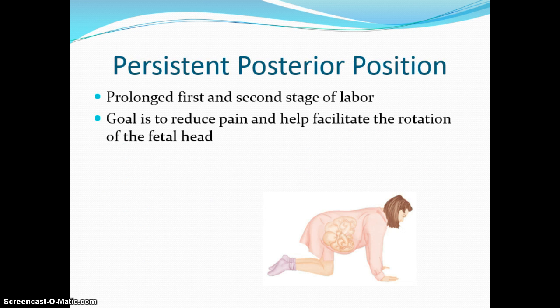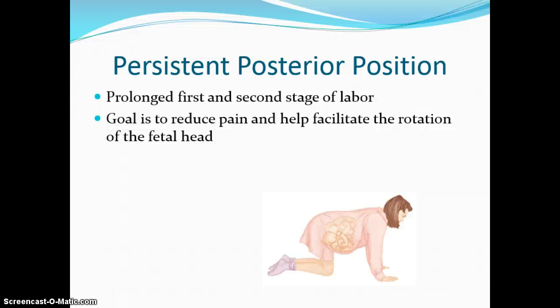A persistent posterior position. When we see a persistent posterior position, what we see is that it's really a prolonged first and second stage of labor, and mom typically has a great deal of back pain. Sometimes we're not able to trace contractions, but with a persistent posterior position, the fetus is, as you can see in this picture, the fetus's back is toward the mom's back, and we see lots of discomfort, things like that.